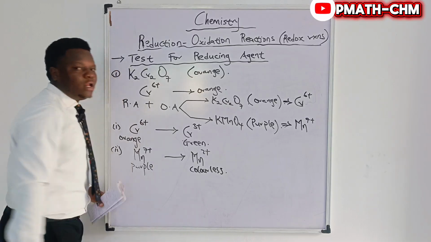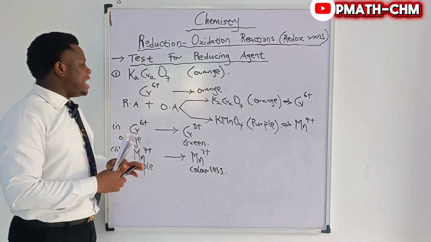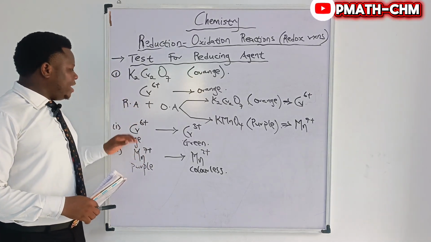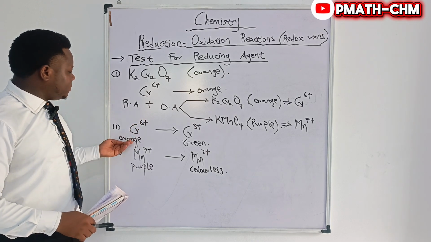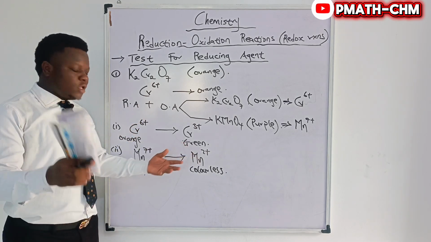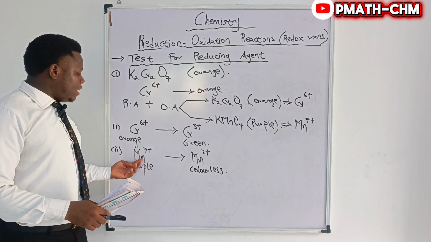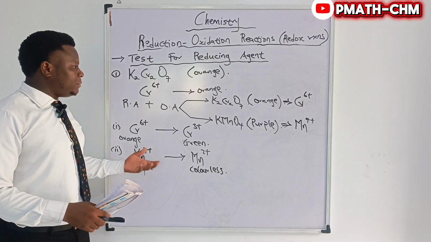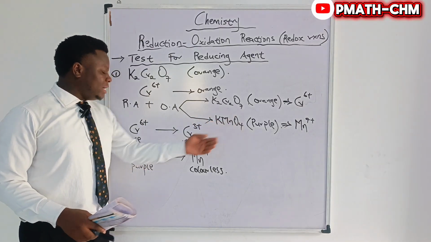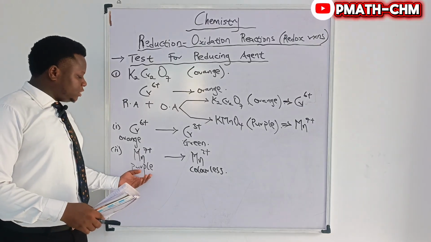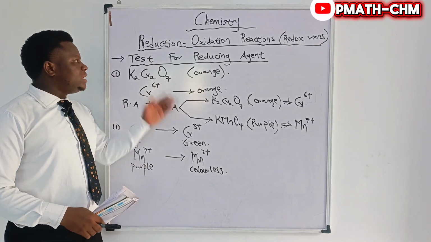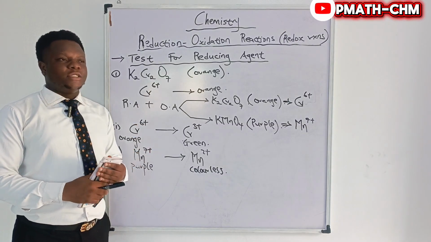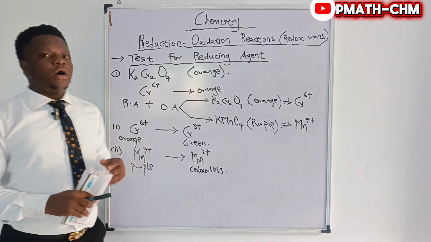It's a colorless ion. So whenever you react a reducing agent with potassium dichromate solution, you have a change of color from orange to green. If you react with what? Manganate(VII) solution, potassium permanganate solution, you experience a color change from purple to a clear colorless solution. So these are the tests for what? Reducing agents.